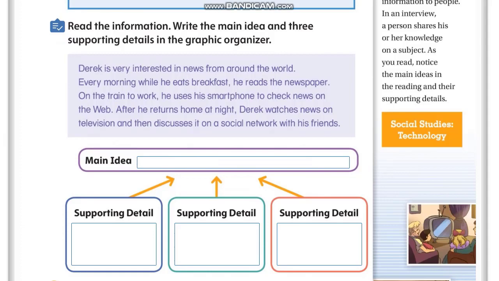Drake is very interested in news from around the world. Every morning while he eats breakfast, he reads the newspaper. On the train to work, he uses his smartphone to check news on the web. After he returns home at night, Jack watches news on television and then discusses it on a social network with his friends.